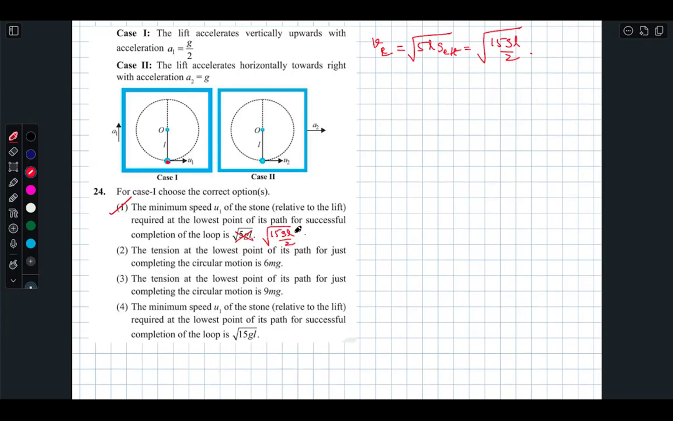The tension at the lowest point of this path for the successful completion. No, it's not like that. It's more than that. How? Tension is m v squared by L plus m g effective.